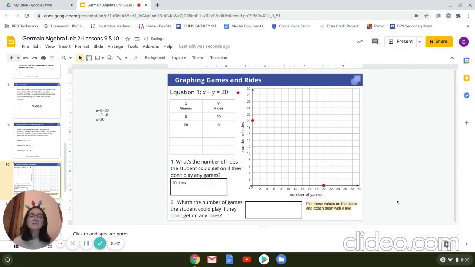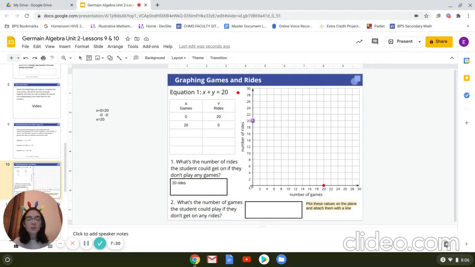And if you look at this, first of all, what do we notice? So we know what this is called. This is called our y-intercept. So now let's use that idea of a y-intercept, and let's think about a name that we might give to this point right here. Well, it's where it hits our x-axis, right? So that means we can give it the name of an x-intercept. So now what I want to do, if you look at the directions down here, it says plot these values on the plane and attach them with a line.